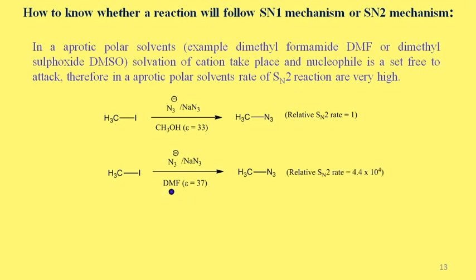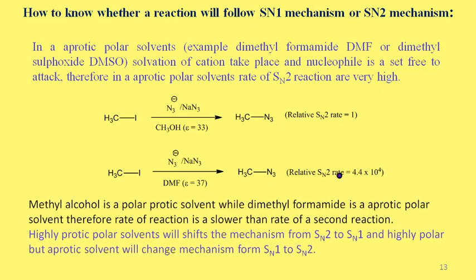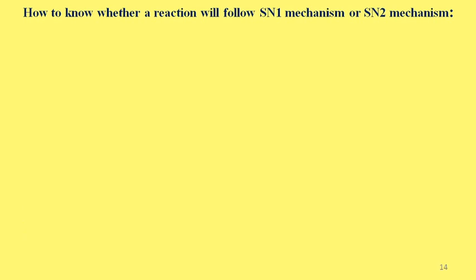While if you use DMF as a solvent, which is polar but aprotic, the relative rate is 4.4 × 10^4, and that clearly indicates that highly protic polar solvents shift the mechanism from SN2 to SN1, while highly polar but aprotic solvents change the mechanism from SN1 to SN2.